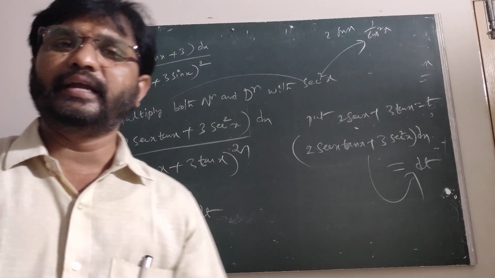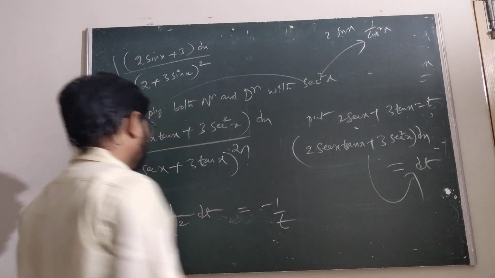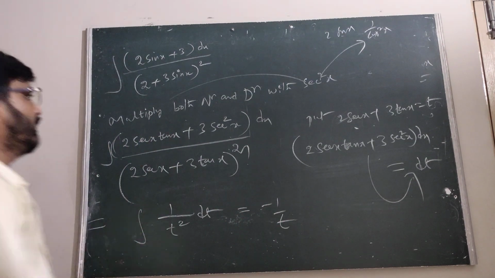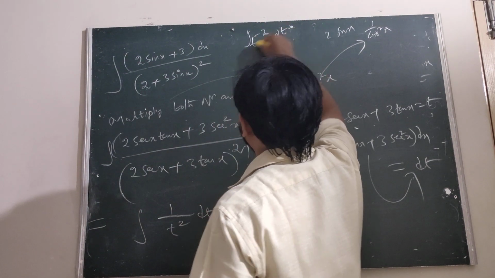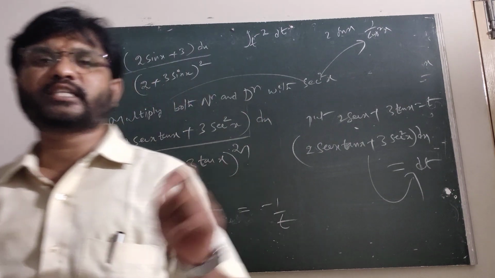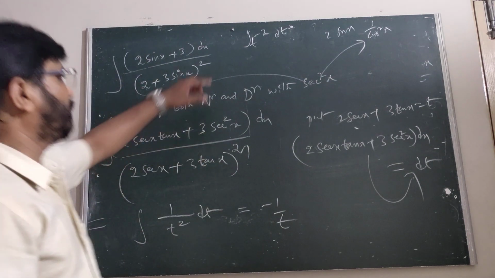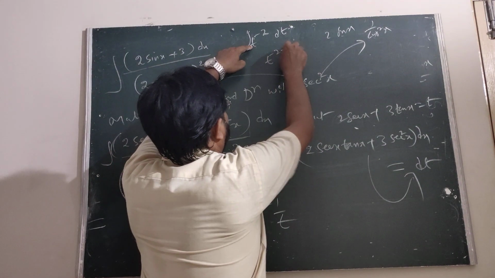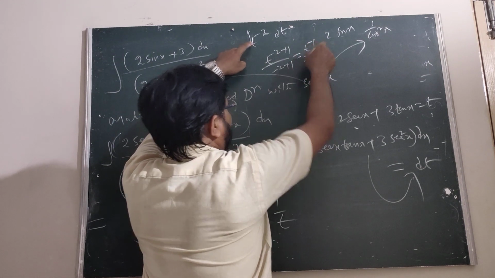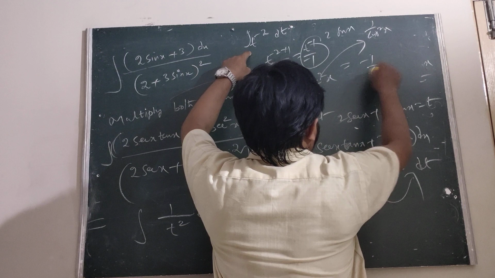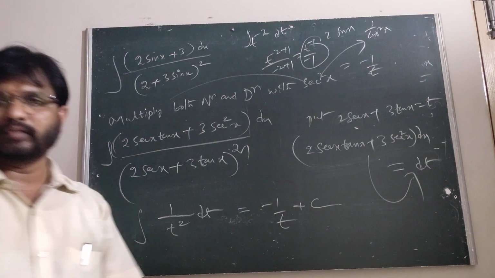Everybody knows that the integral 1 by t square is the minus 1 by t. If we forget this one, we have to write t power minus 2 dt. This we have to compare with x power n. The integral x power n is the x power n plus 1 upon n plus 1. T power minus 2 is the t power minus 2 plus 1 upon minus 2 plus 1. This is the t power minus 1 upon minus 1. Then it will be minus 1 by t plus c.